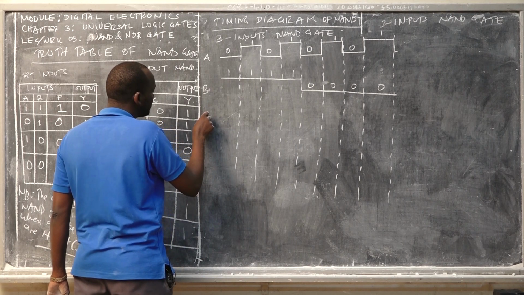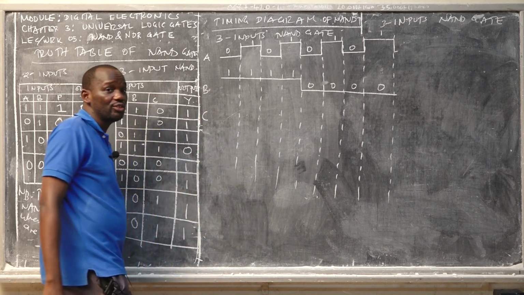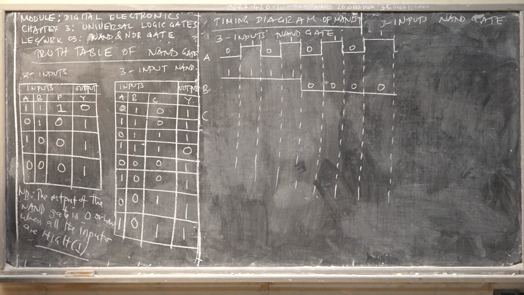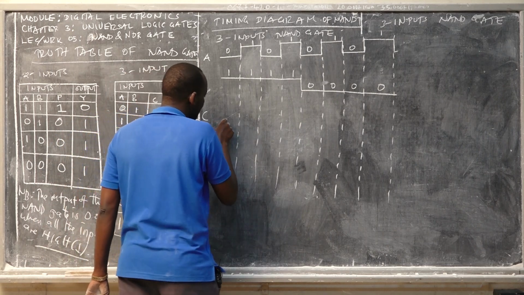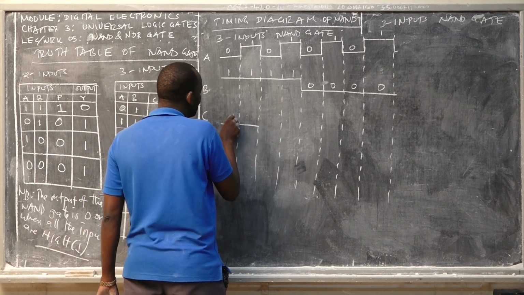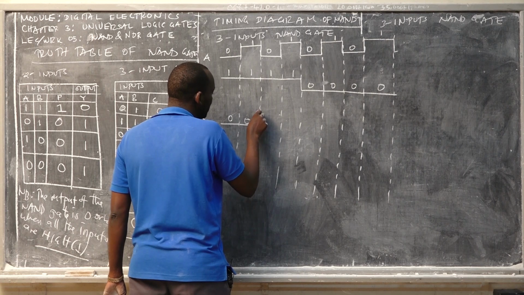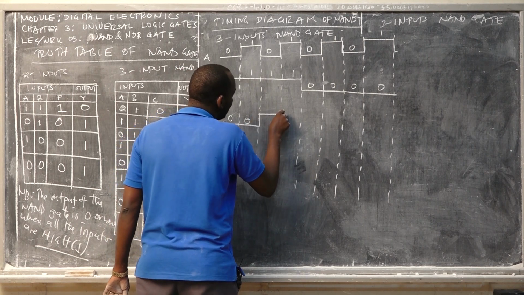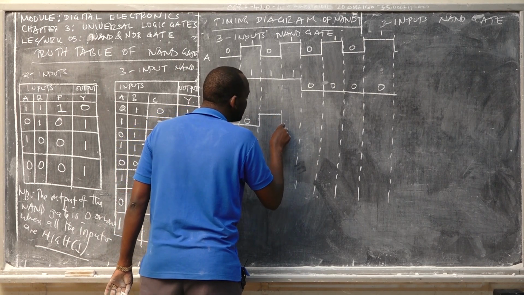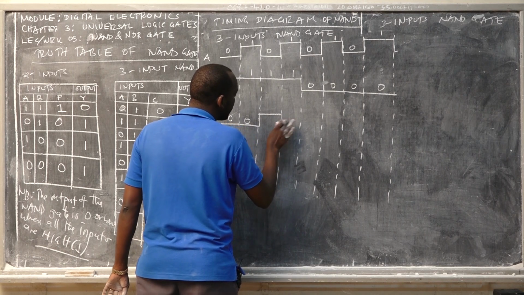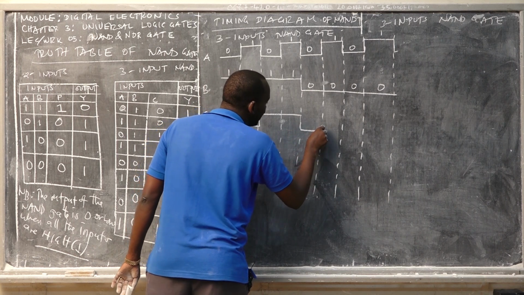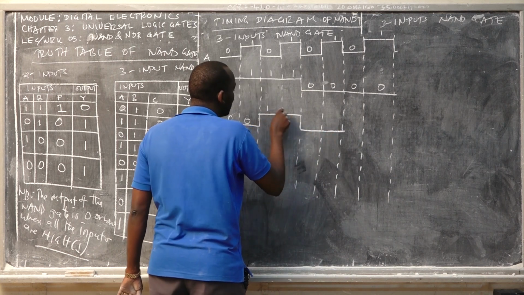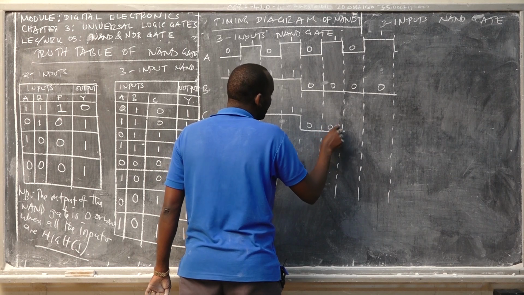Then C. You've been waiting for C, eh? Tell me for C. The first bit for C? 0. The next one? Next C? 1. And next C? 1. And next C? Next C? And next C?